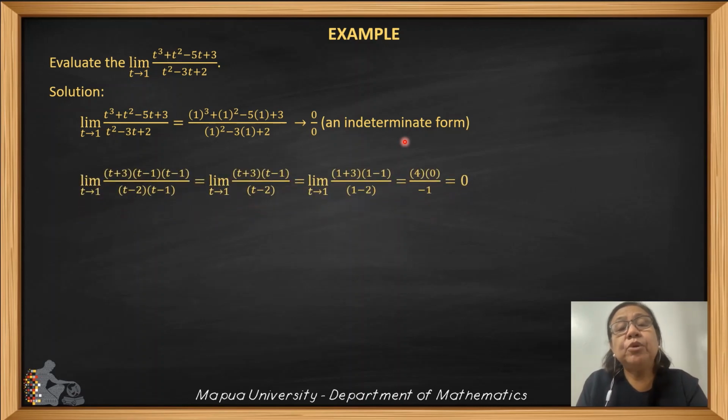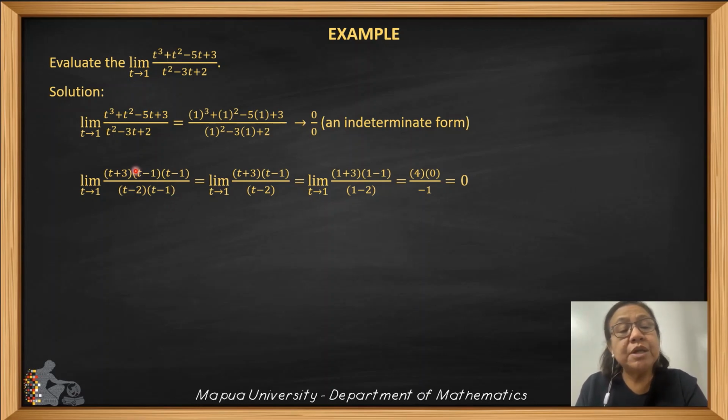To be able to come up with a conclusive result, what we need to do is to transform the given fraction by reducing it to lowest terms. The reason the limit is a 0 divided by 0 form is because both members of this fraction have a common factor, which is t minus 1. So a complete factorization of the numerator and the denominator would show you that t minus 1 is a factor.